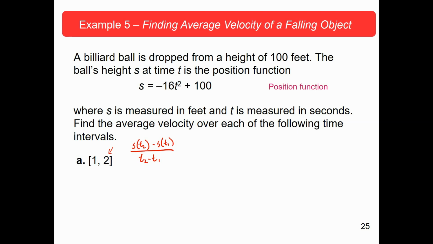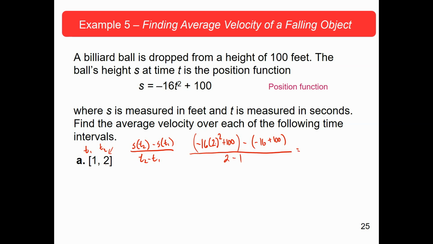So this is the time t1 is 1, t2 is 2. So from time 1 to time 2 in seconds. So really all we got to do is just plug these values in. So we're going to start with our final, s of t2. So that's going to give us negative 16 times t2 squared plus 100. So that's our s2 minus s1, which is negative 16 times 1 squared, which is just 1, plus 100. And all of this is going to be over t2 minus t1, or 2 minus 1.